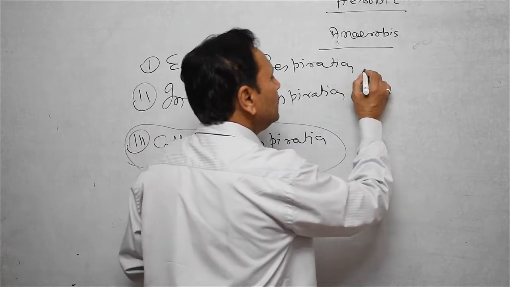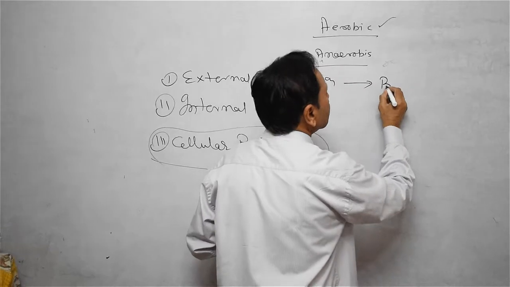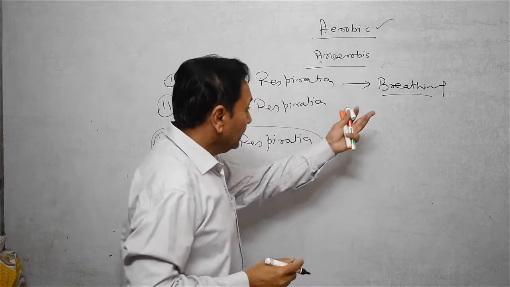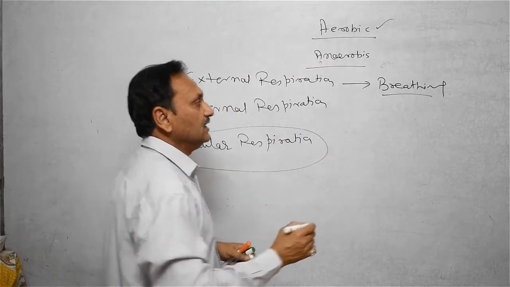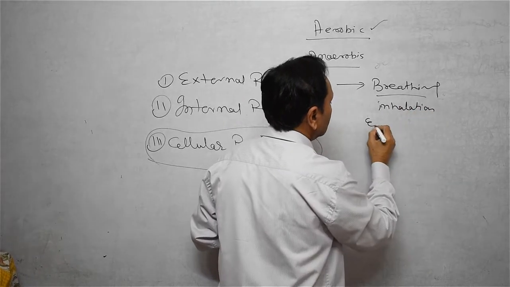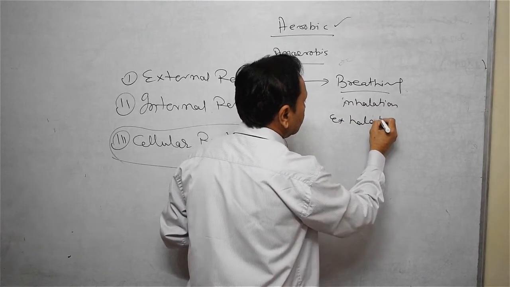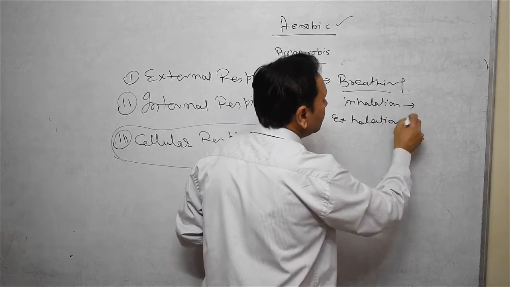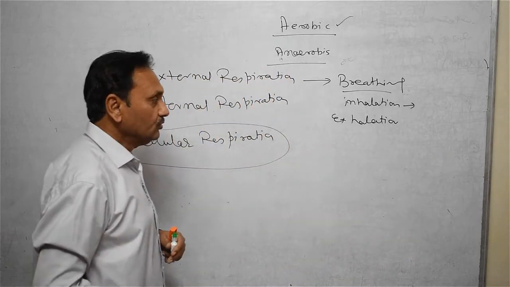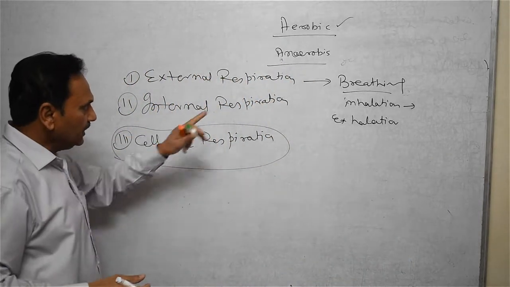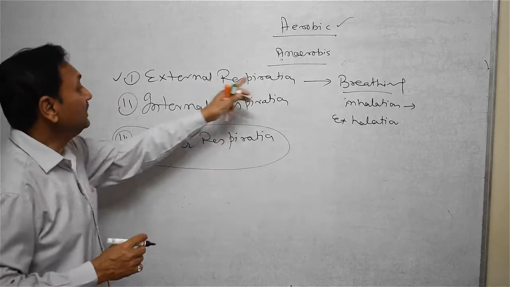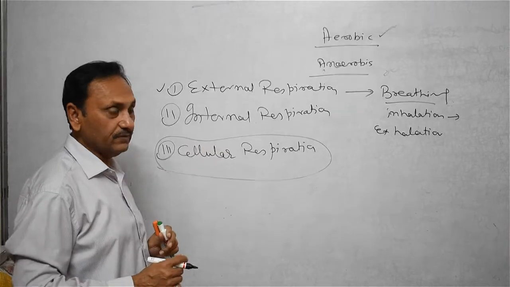External respiration is nothing but breathing, meaning inhalation and exhalation. That means insertion of air inside the body and exit of air out from the body is called breathing, and this is called external respiration. But why does this happen? What is the significance of this breathing?